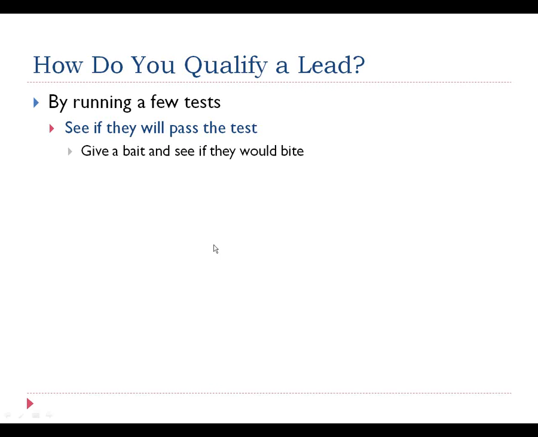So basically, in terms of qualifying your leads, you need to give them something to test them, to see if they will pass that test. In most cases, if you give the right bait, the fish will bite. Everybody will bite something or the other. It might not be what you give them that they bite, but there are people who are looking for what you offer, if you've created your business properly, with the needs of your target market in mind.